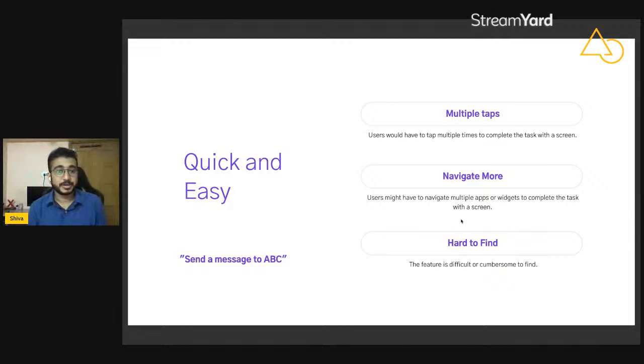The action should be quick and easy. Many a times we see some functions in our GUI, the graphical user interfaces that we use on our phone or laptops, that require multiple taps or multiple clicks to go around. If that can be solved using VUI, it is a good fit for that.